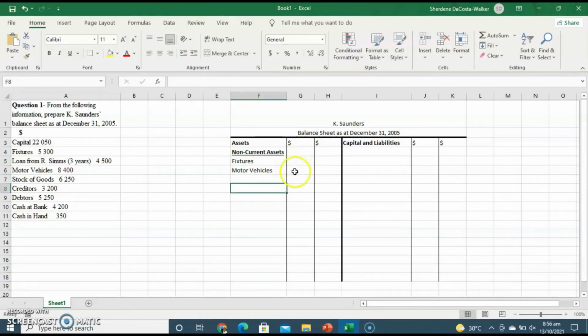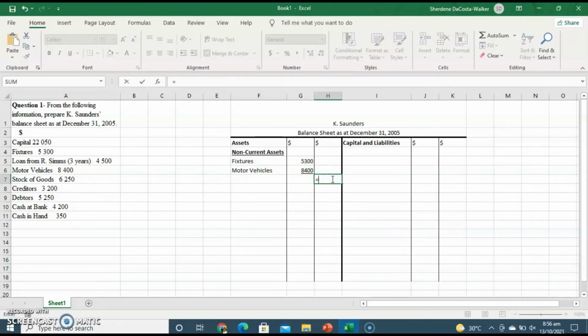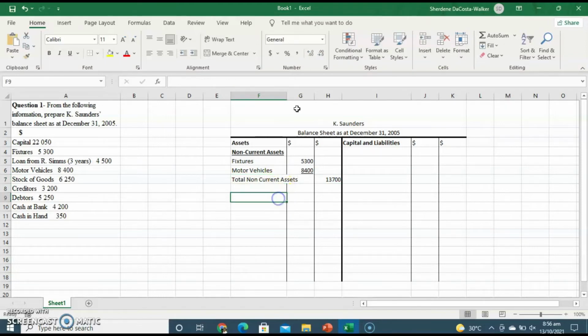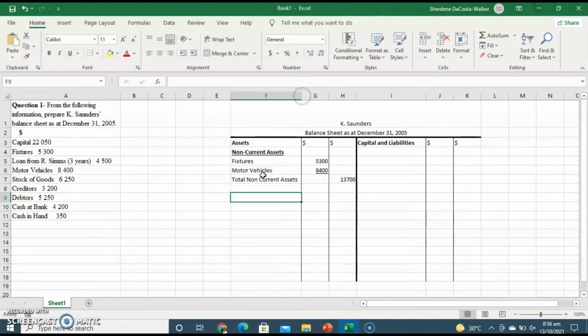So I'm going to put the figures in the first column, seeing that I need to add them to find what's the total non-current asset. So I'm going to include those. Once I have them, I am going to underline the last one to show that I'm going to be adding these two together. And this figure I'm going to call my total non-current assets. So I'm going to widen my column a little bit more. All right. So this would be my total non-current asset.